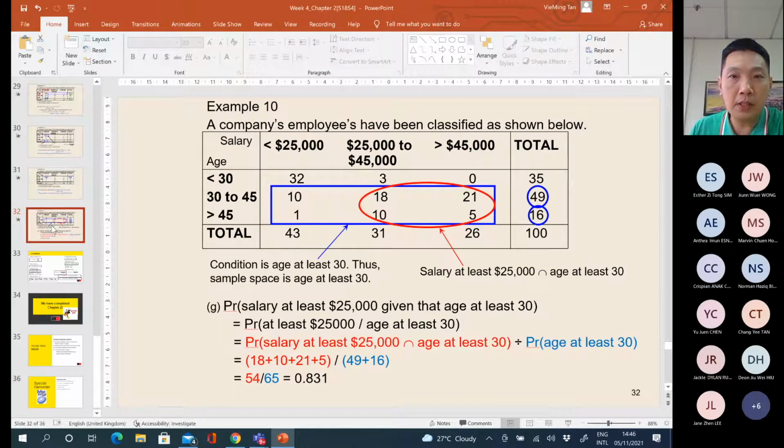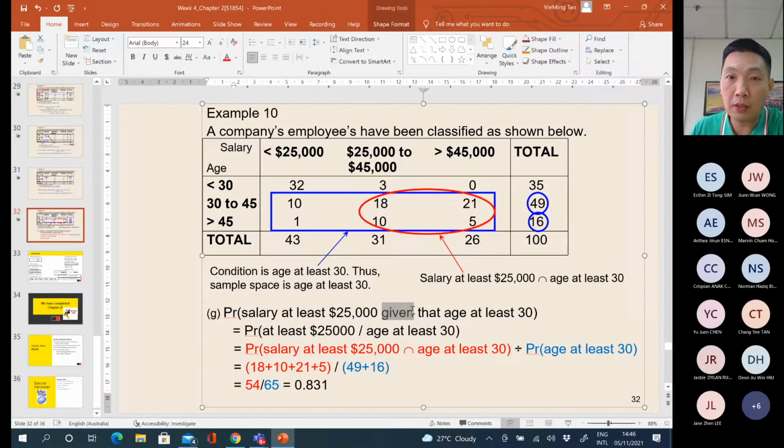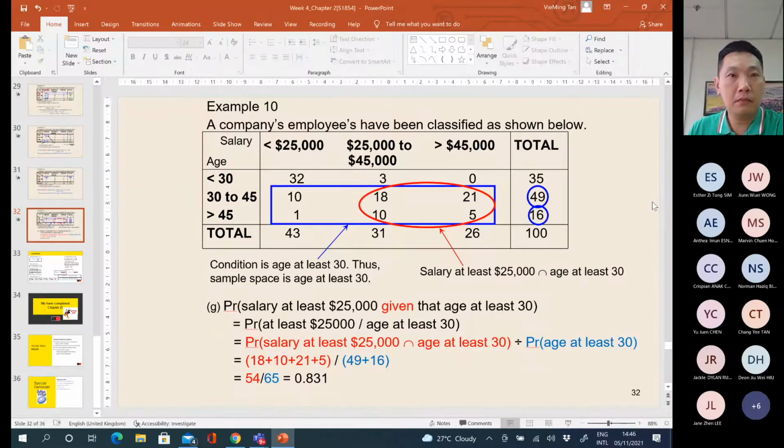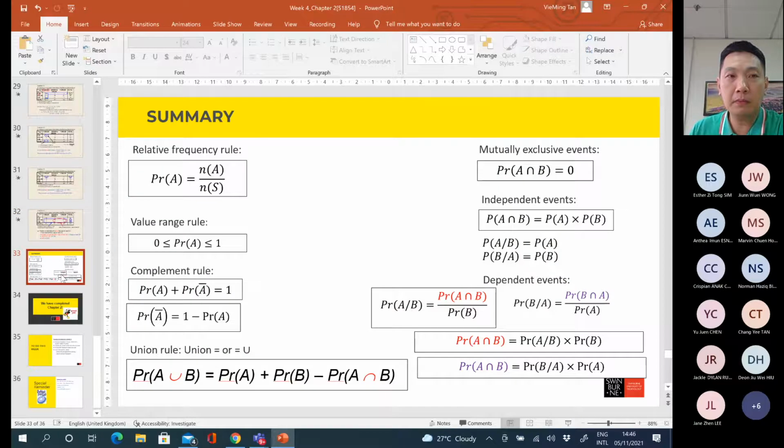So the next question is also a conditional question because of this word "given". Any question on the joint probability table so far, okay?